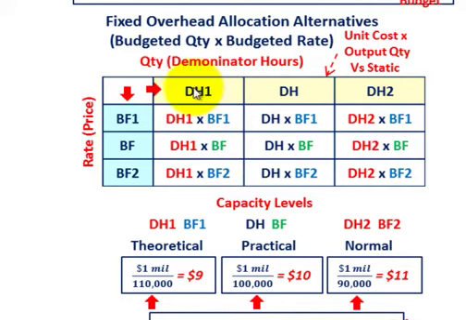You're going to have to allocate that overhead based on either the 110,000 hours, the 100,000 hours, or the 90,000 hours. And if you do that, you can have some different variances based on the different rate or price that you're working with. That $9 here, the $10 here, and the $11 here per hour. All right, so we're going to be looking at this in graph form. But really, you're going to be comparing it to some static amount. You're going to take some unit cost times some output quantity, and compare it to that static budgeted amount.